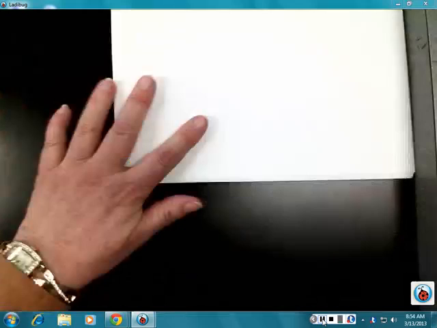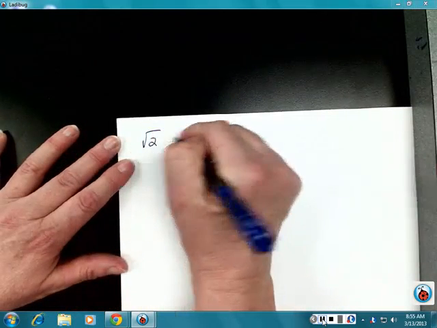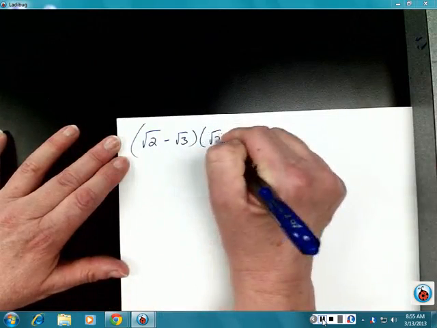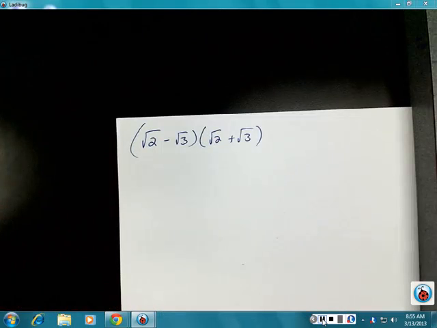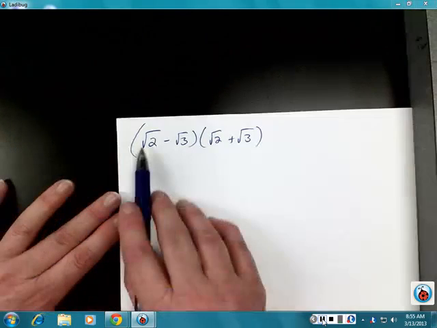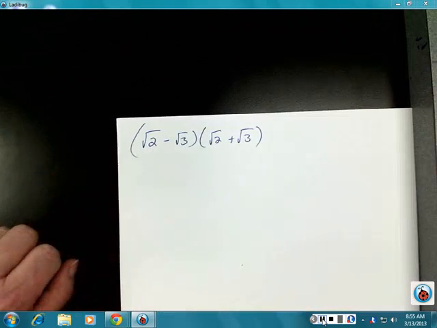All right, let's see what we can do for another one of these. How about this one? Square root of 2 minus the square root of 3 times the square root of 2 plus the square root of 3. What happens to it? So I have the square root of 2 times the square root of 2. First off, what should happen to it if you look at that one? There's something special about it.